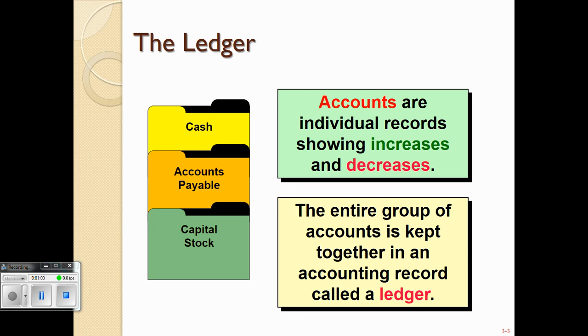What we're going to do is create what we call the ledger. Back early on in this semester, I said we're going to create buckets. The ledger is those buckets. So when we think of the ledger, think of buckets. We're going to create a bucket for each individual account, and that account is going to show whenever we increase it or decrease it. The entire group of accounts, each one a bucket where we keep information on that particular account, in total is called the ledger.